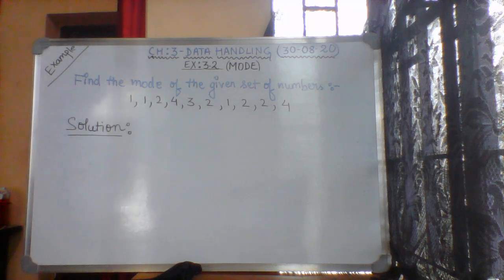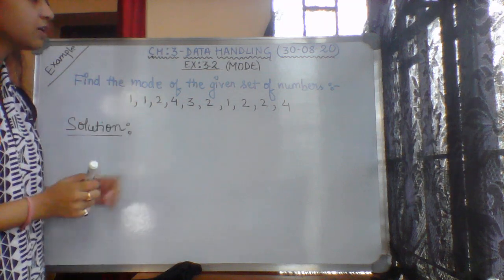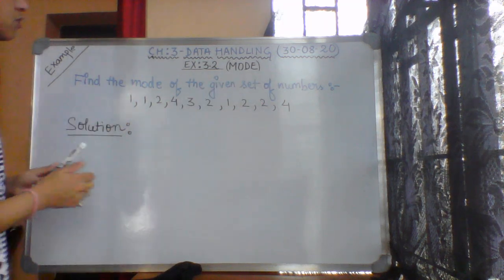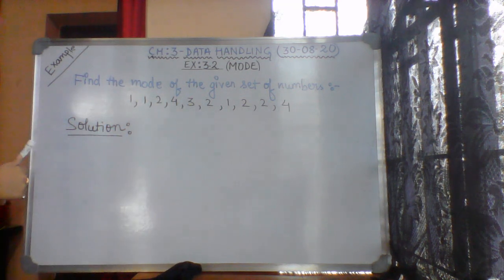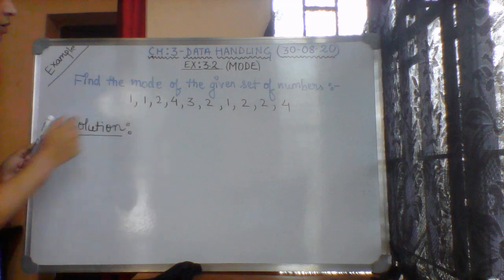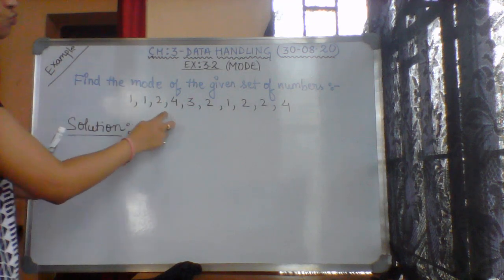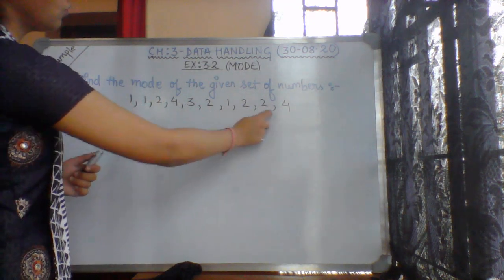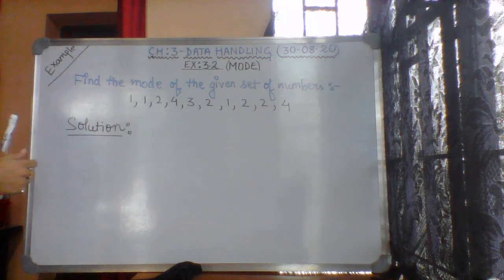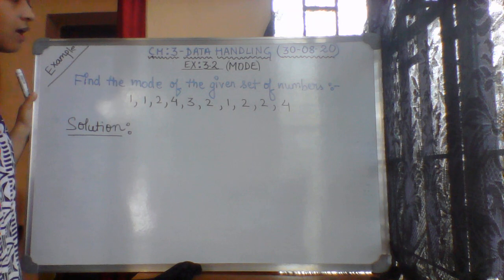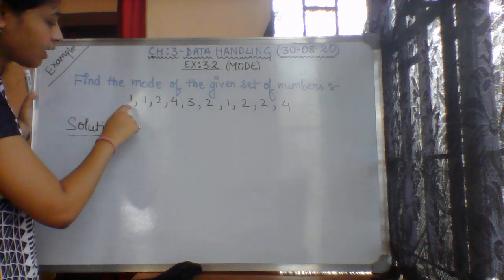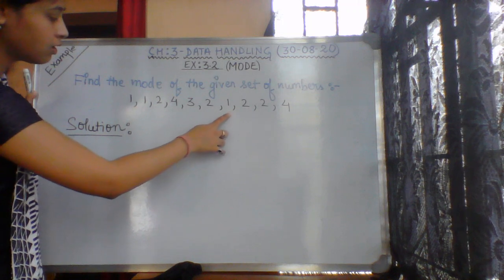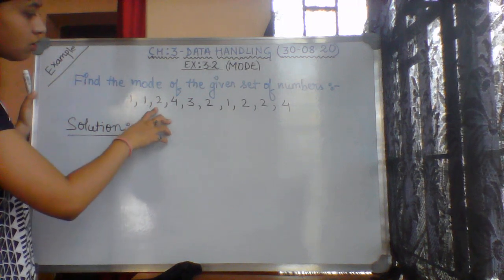So here is one more example. Find the mode of the given set of numbers. So they have given a set of numbers. We have to identify the mode. Okay, so 1 1 2 4 3 2 1 2 2 4. So which number is occurring most of the times, most often? Okay, so in this way if we calculate, 1 is occurring how many times? 1 2 3, 3 times. 2 is occurring how many times?